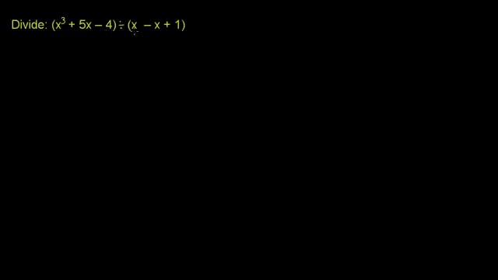Minus 4 by x minus x. Actually, I think this is supposed to be an x squared. Let me correct it. So we're going to divide x to the third plus 5x minus 4 by x squared minus x plus 1. And just to see the different ways we could rewrite this, we could rewrite this as x to the third plus 5x minus 4 divided by x squared minus x plus 1.